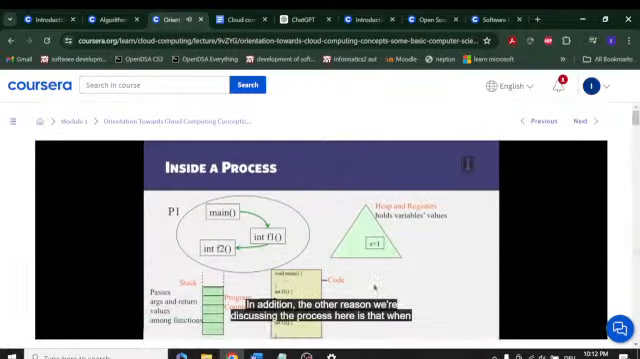In addition, the other reason we're discussing the process here is that when you take a snapshot of a process, when I say a process takes its own snapshot, this essentially includes everything that I'm showing here on the slide and maybe a few more elements. It includes the code, the program counter, the current status of the stack, the current status of the heap and the registers, and then a few other elements. Essentially, this information is enough to resume this process from here onwards.